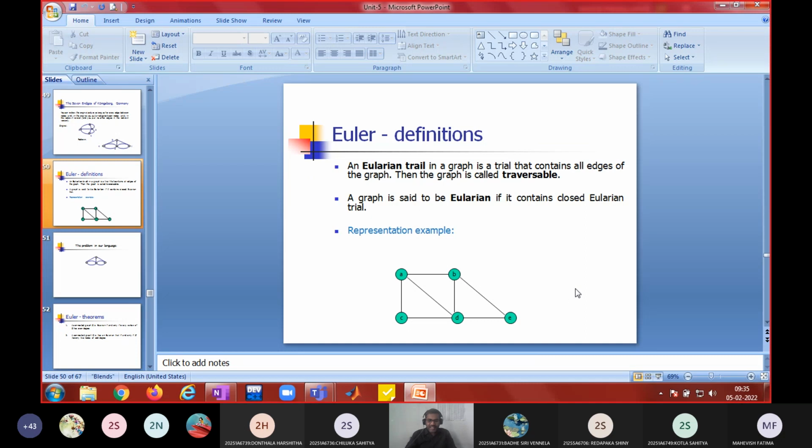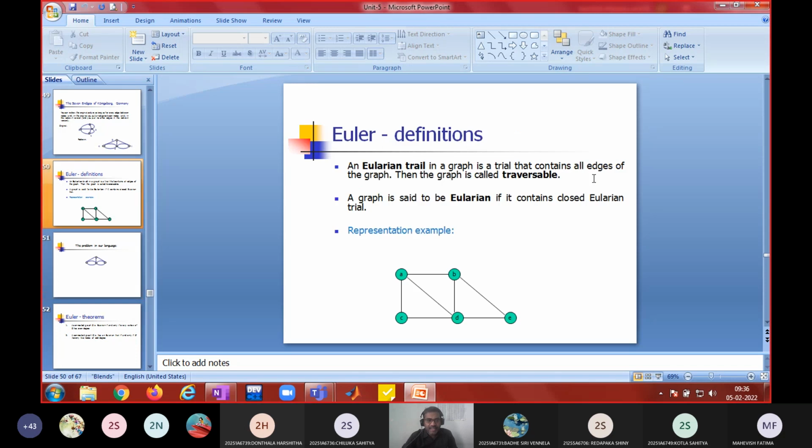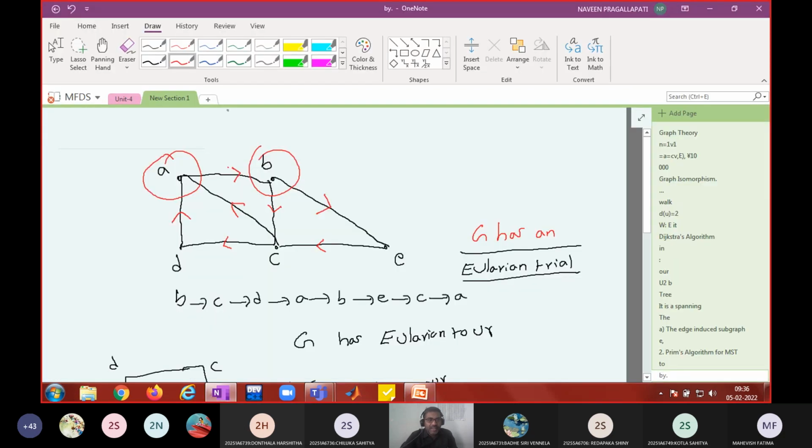So what is the necessary and sufficient condition for the existence of an Eulerian tour? A connected graph G is Eulerian if and only if every vertex has even degree. This graph cannot be called Eulerian, because some of the vertices are not of even degree, so there is no Eulerian tour.